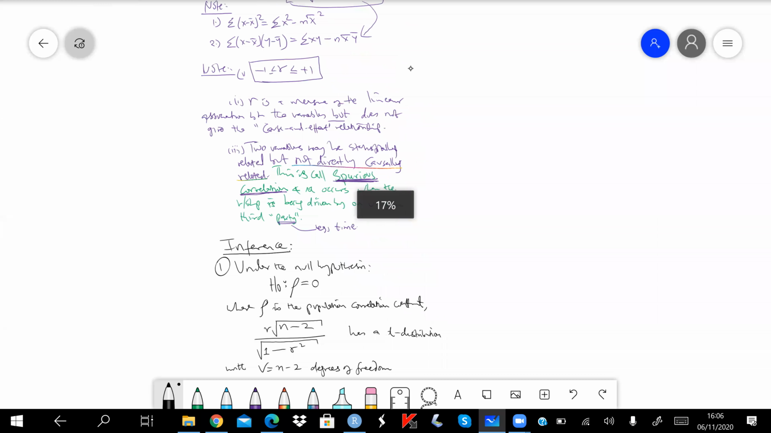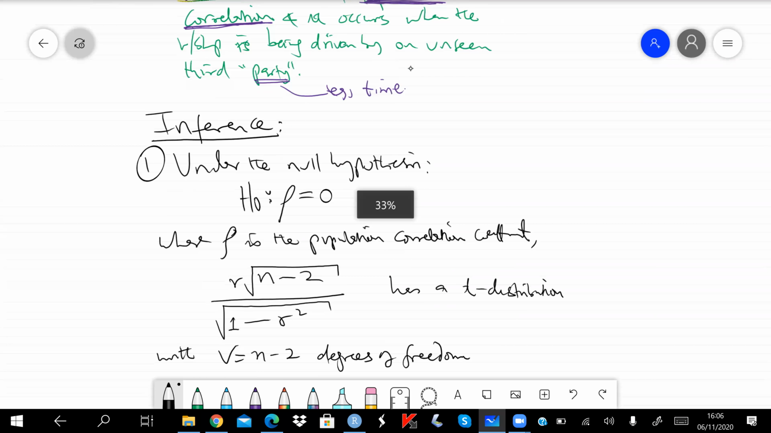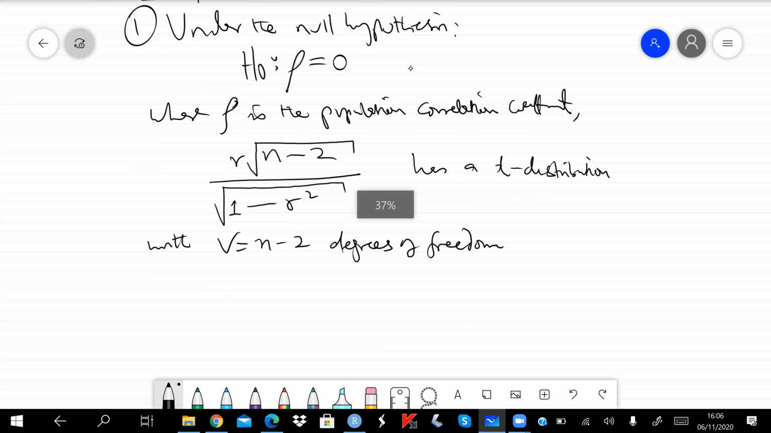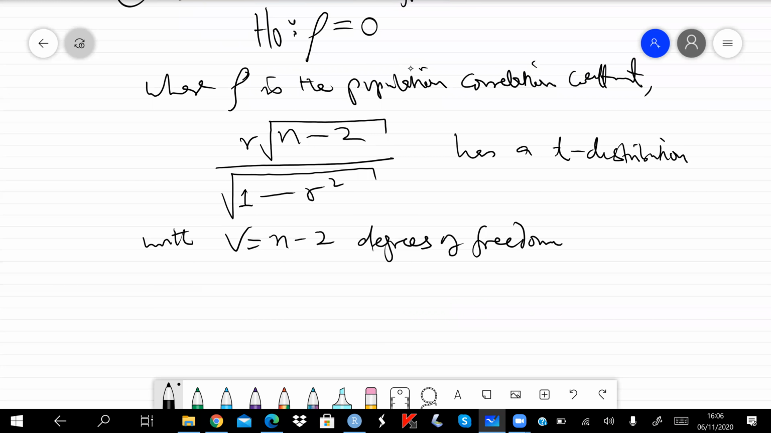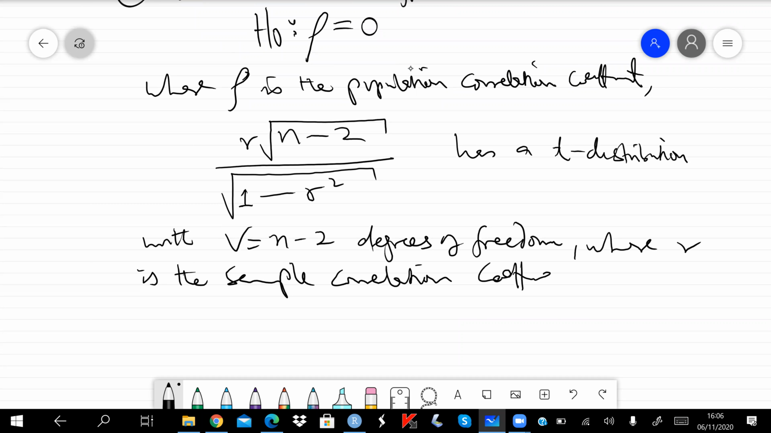With n minus 2 degrees of freedom, where R is the sample correlation coefficient. The sample correlation coefficient. Okay.